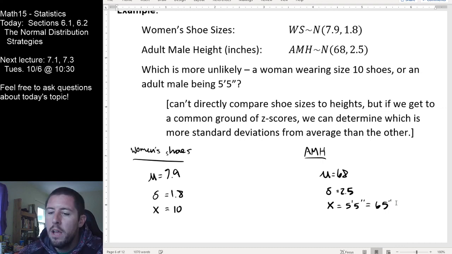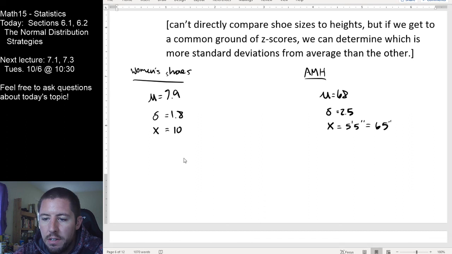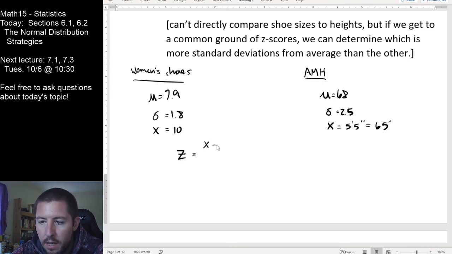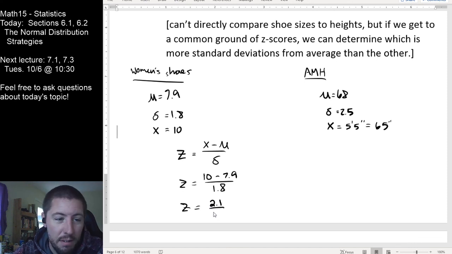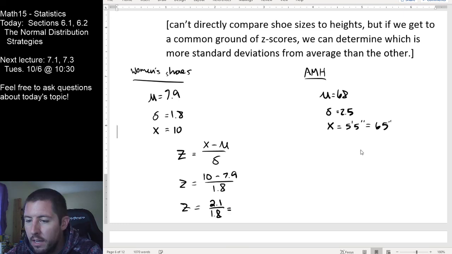So what we can do is use this information now to compute how many standard deviations away from average each of these observations are. We used the formula above a moment ago. I'm doing it the exact same way backwards as I was before. Z equals x minus mu over sigma. In this case, we're going to get shoe size of 10 minus 7.9 divided by 1.8. So what I can see is that we are 2.1 shoe sizes above average with a standard deviation of 1.8. We'll go to our calculator in a second.